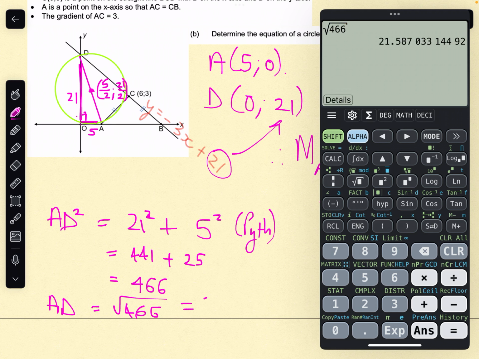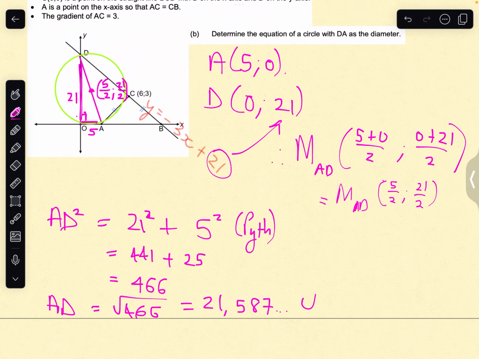Okay, so 21 squared plus 5 squared is 466. Why am I feeling like maybe I made a mistake somewhere? When I get numbers like these, I get nervous. I have a feeling I've done something wrong, and I'm going to cry if I have. I will cry.